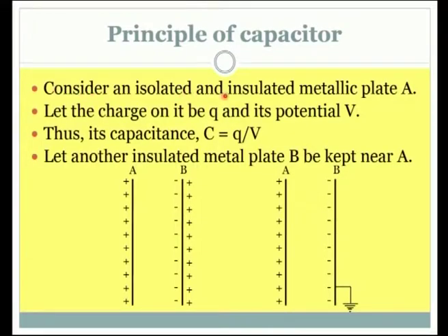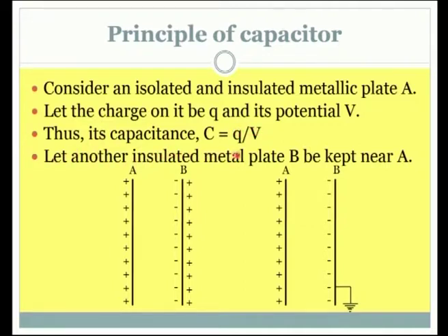Consider an isolated and insulated metallic plate A. This is a plate. Do not give importance to the other arrangements. As we discuss, the other arrangements come into the picture, but now consider only the isolated plate which is insulated also. Let the charge on it be Q and its potential V. Thus, its capacitance is Q divided by V.